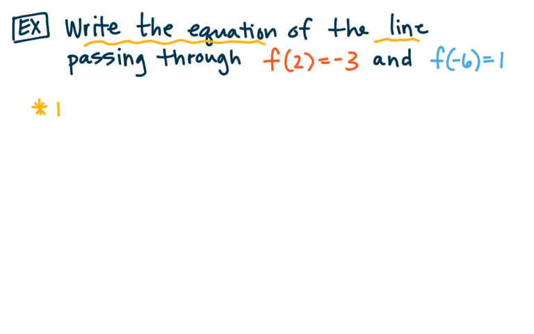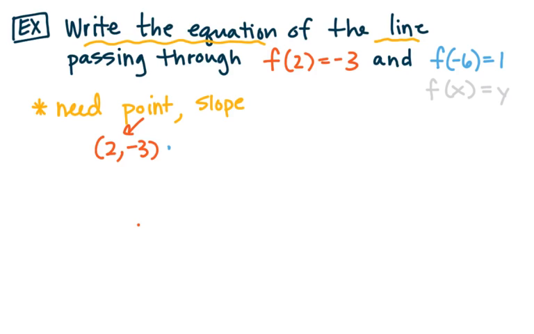And so what does that mean we need? Well, we need at least 1 point, we have 2, and we also need a slope. That was not given. So we're going to need to find the slope and then we'll use our point slope formula. So again, noting f of x equals y, that's our function notation definition, we have 2 points. We have the point (2, -3), and we have the point (-6, 1).